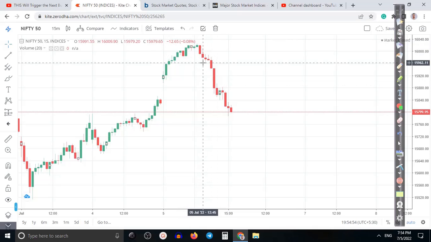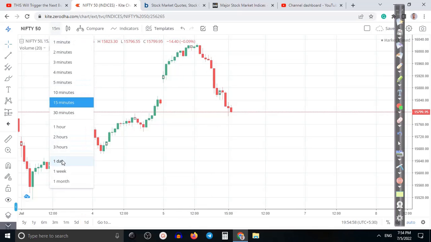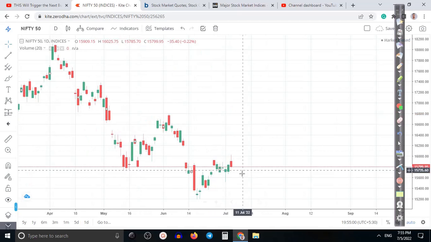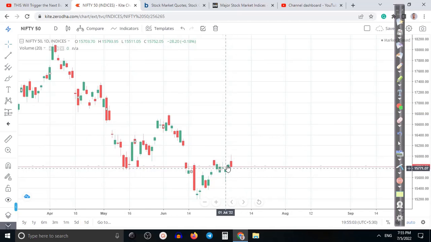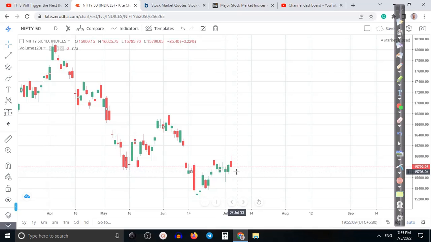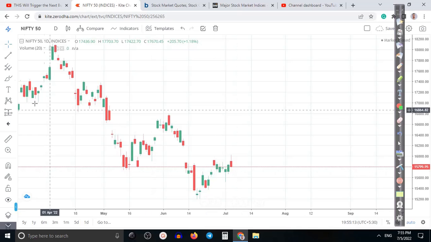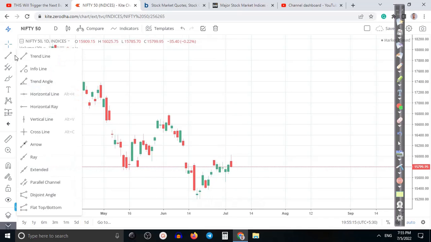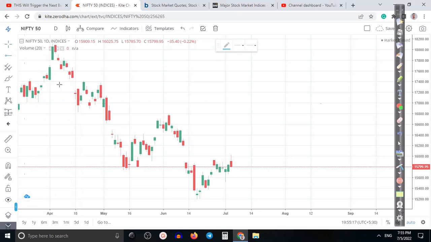So let's see the daily time frame. Yesterday, as I told, they formed a bullish signal. First the price goes up and again pulls back. Still, I'm not that bearish because price is not able to break this supporting line. So let me show you.